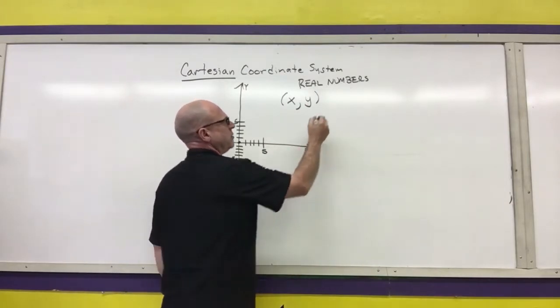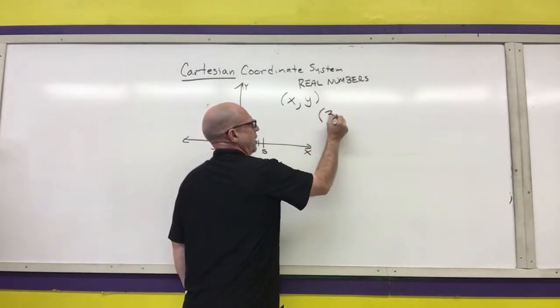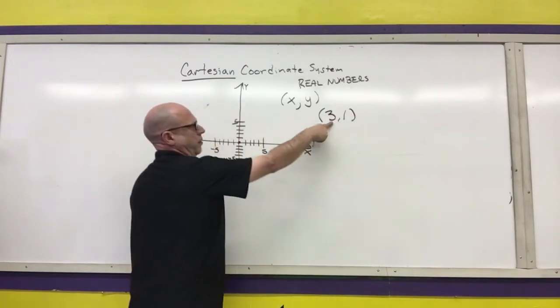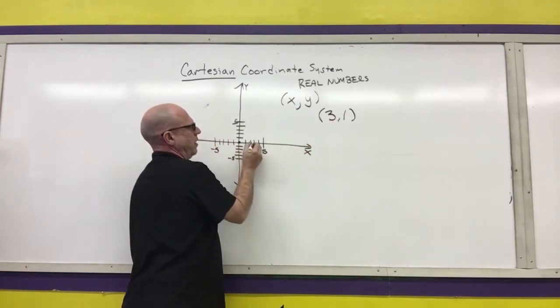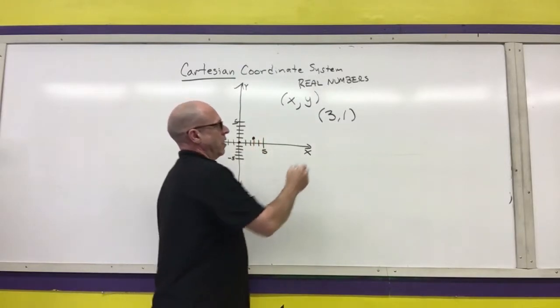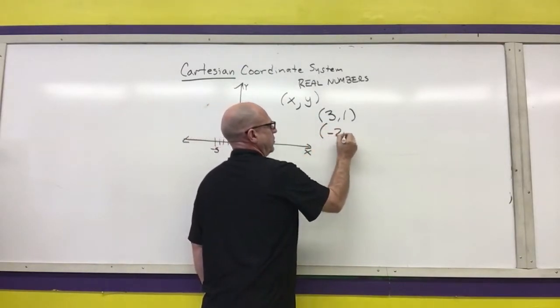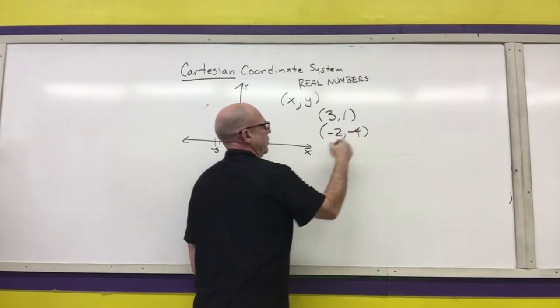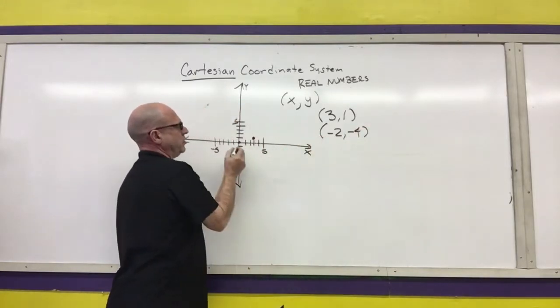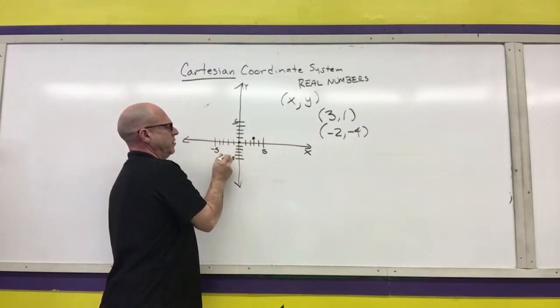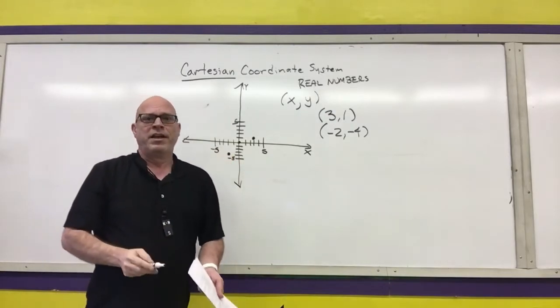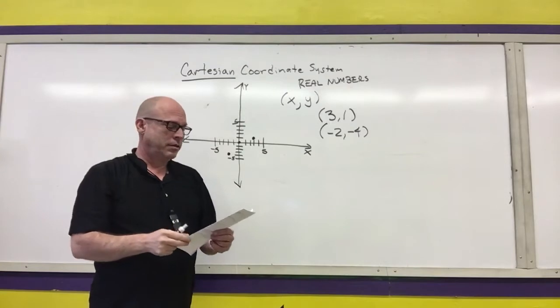Examples of points would be (3, 1), where the 3 is the x-coordinate and the 1 is the y-coordinate. Another example is (-2, -4), where the -2 is the x-coordinate, so I go left 2, and then I go down 4. So you've been plotting points for several years.